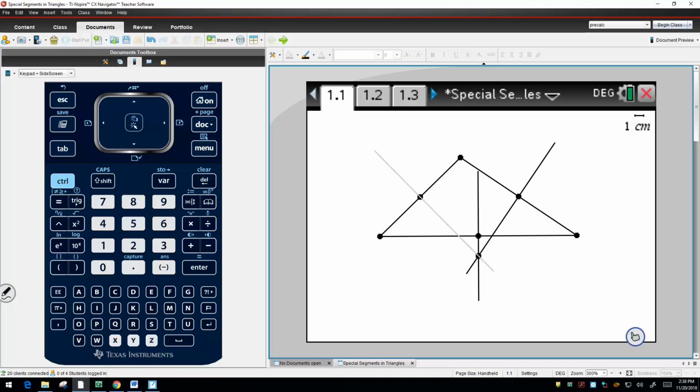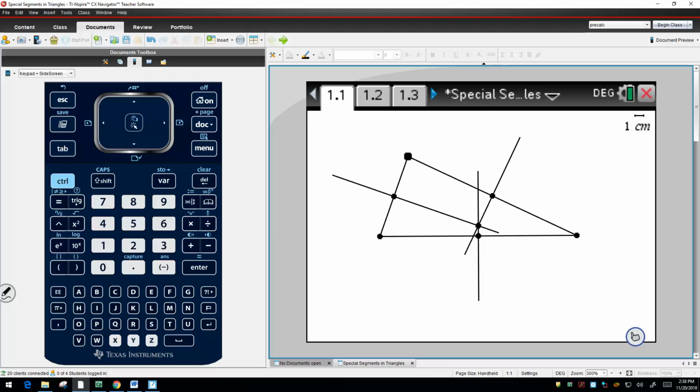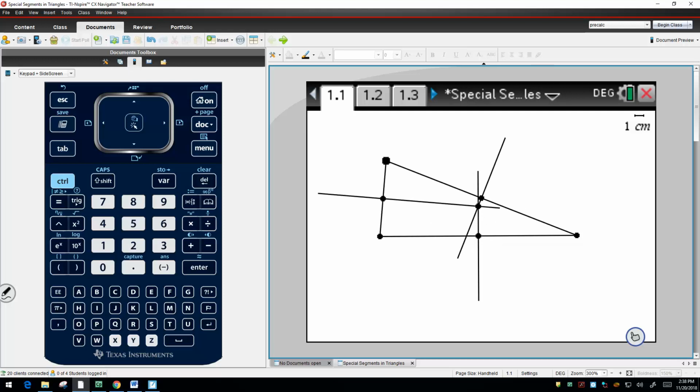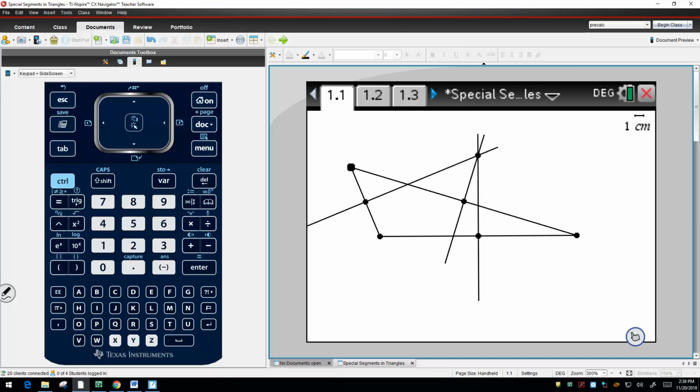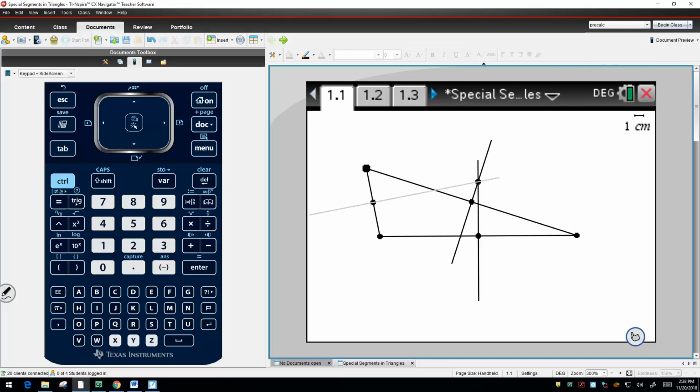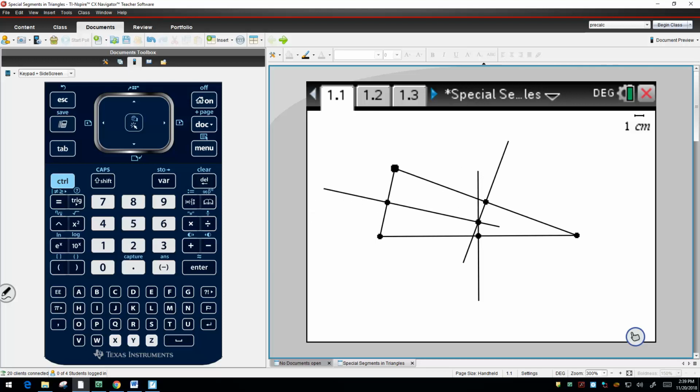Now this is an acute triangle. When I take your triangle and I move it, so now it looks more like a right triangle, take a look at where that point falls. Looks like it's falling right on the side, in particular the hypotenuse of the triangle. When I make it an obtuse triangle, notice it falls on the outside of the triangle. When it's an acute triangle, notice that point is on the inside.